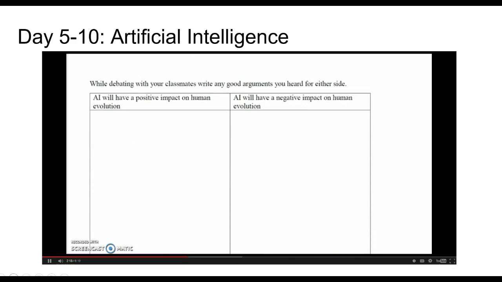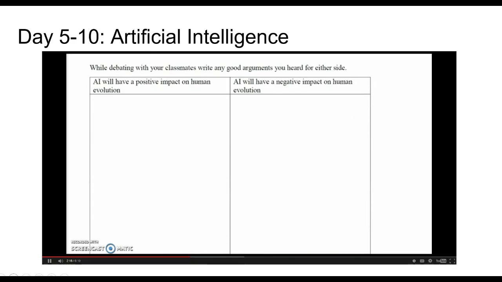Then what we're going to do is we're going to split up the class based on what they chose, and we'll put a line of students on either side of the room, and they're going to pair up with someone who has a conflicting viewpoint. Each student's going to have 30 seconds to make their claim and give their reasons for it. And at the end of the 30 seconds, the students will be given time to record any information they find good into either the column for a positive impact or negative impact on human evolution.